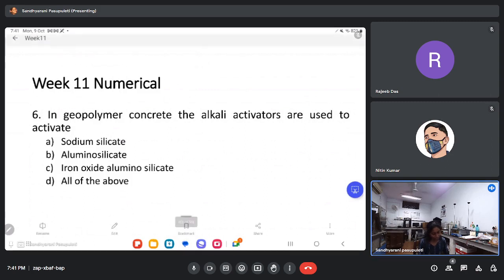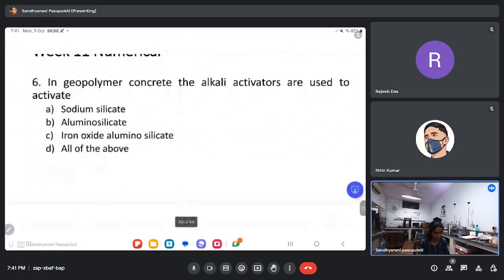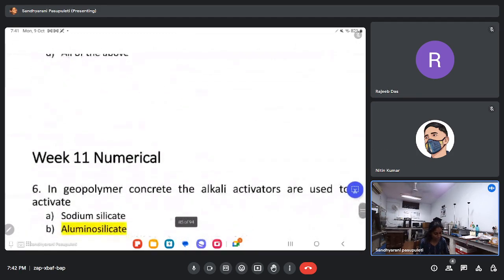So how do we actually work with these geopolymers? We have some aluminosilicate powder. This aluminosilicate powder needs to be activated with the alkali activators. Then it actually reacts with the calcium hydroxide. So thereby here the option would be B. Okay, aluminosilicate.